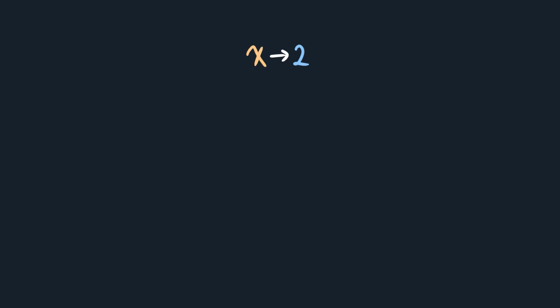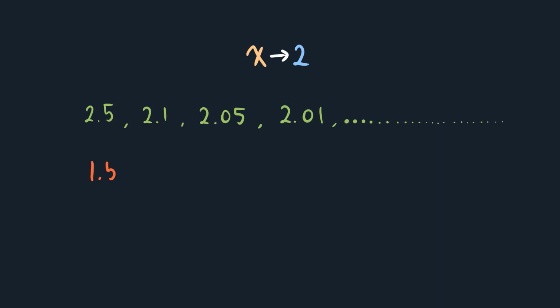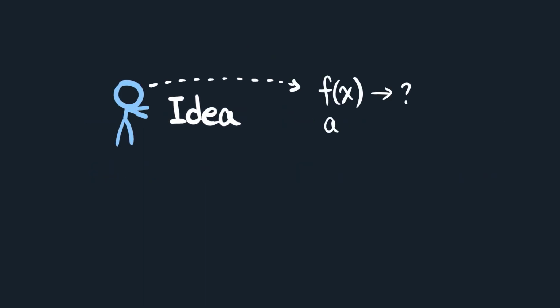One way to think of it is to look at a sequence of numbers. We can pick a starting point 2.5, then 2.1, then 2.05, then 2.01, and so on. When do we stop? We don't stop. But that's not the only way we approach 2. We can start at something on the smaller side of 2, say 1.5, then 1.9, then 1.95, then 1.99, and keep going. By using this idea, we can look at a function's behavior as x approaches 2.